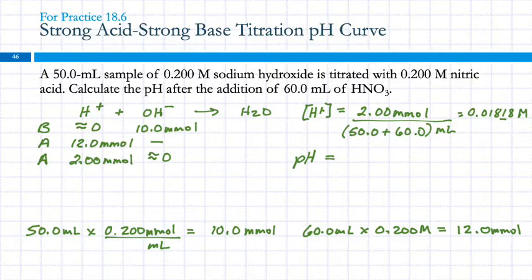pH. I have that number in my calculator. I just take the log and go up and grab that number. And I'm going to get, with 3 sig figs, 1.740. It's not a negative number because the pH is the negative log.